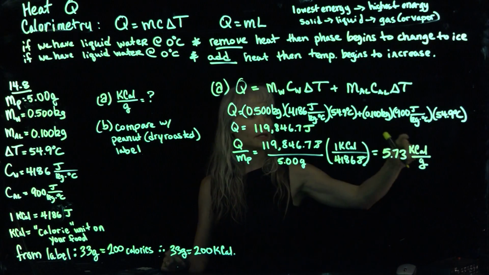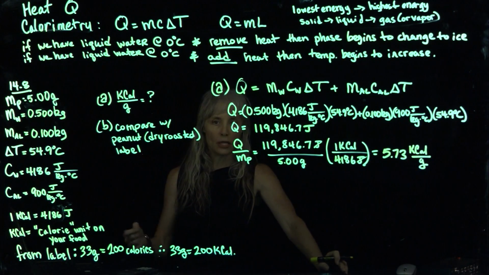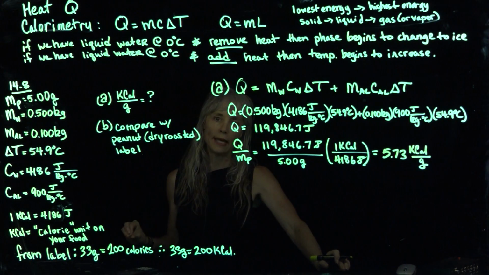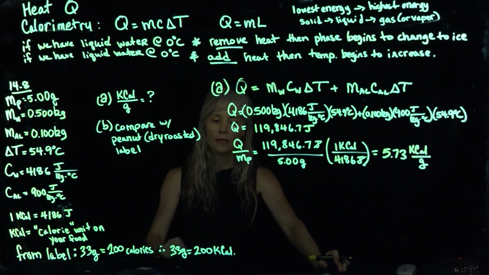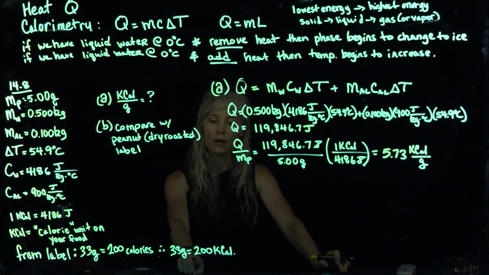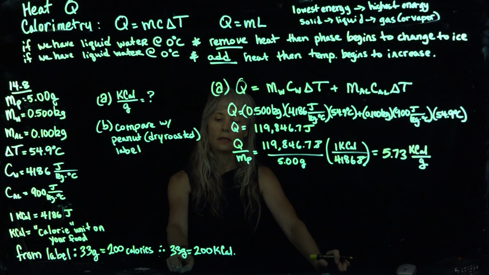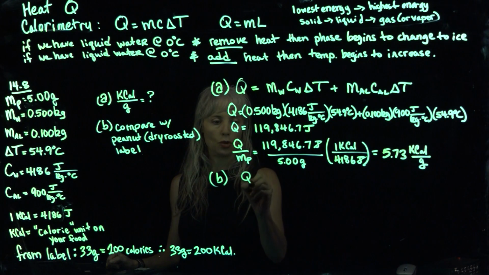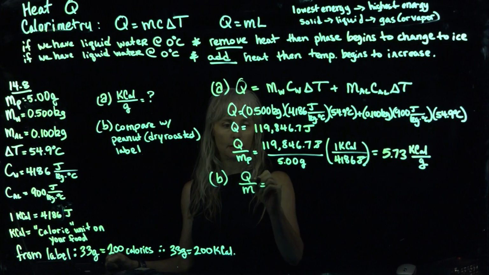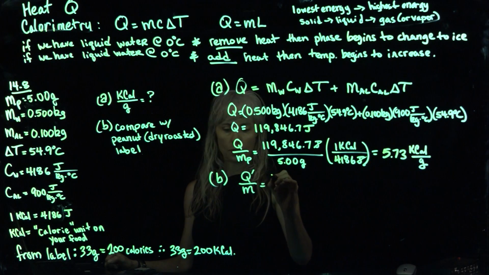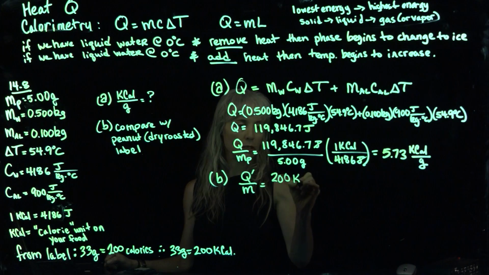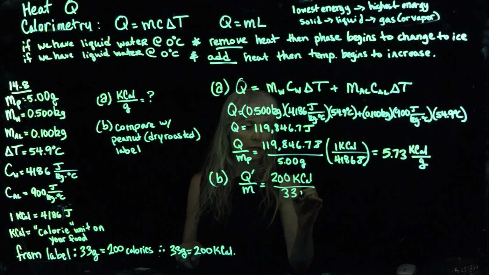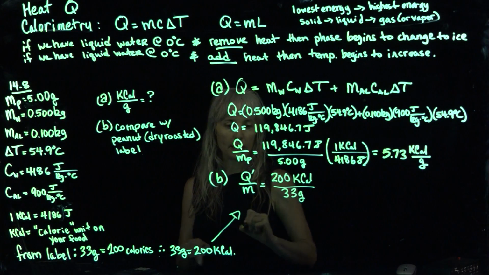We want to know how many kilocalories per gram are available, being measured using calorimetry techniques in a laboratory. And now we want to compare that with what the label is telling us. So the label tells us that there is 200 kilocalories in every 33 grams of peanuts. So in part B, we have Q prime over M as 200 kilocalories. This is from the label, a little Google search, divided by the 33 grams. So that's where we're getting that information.